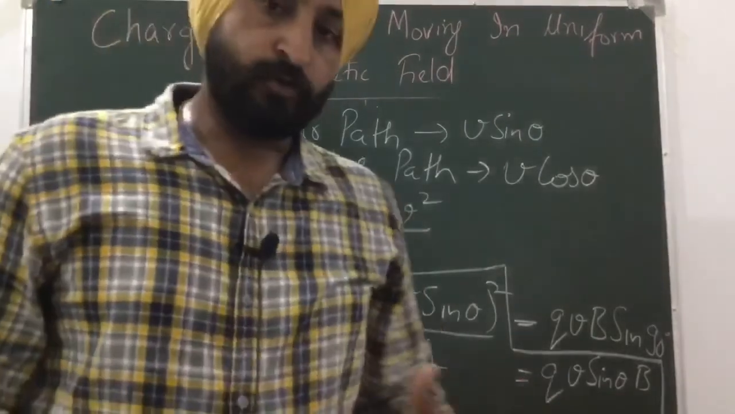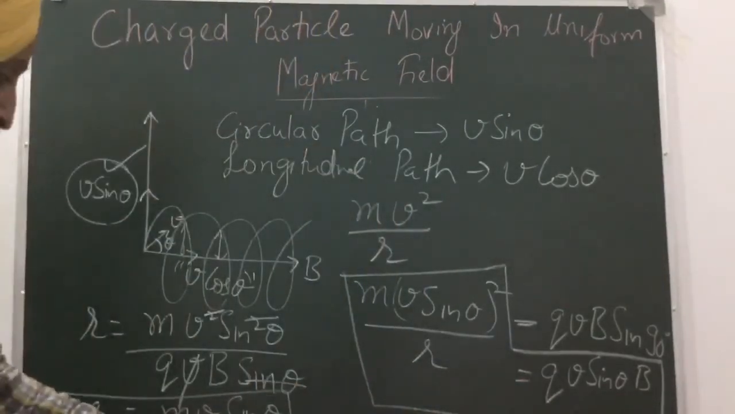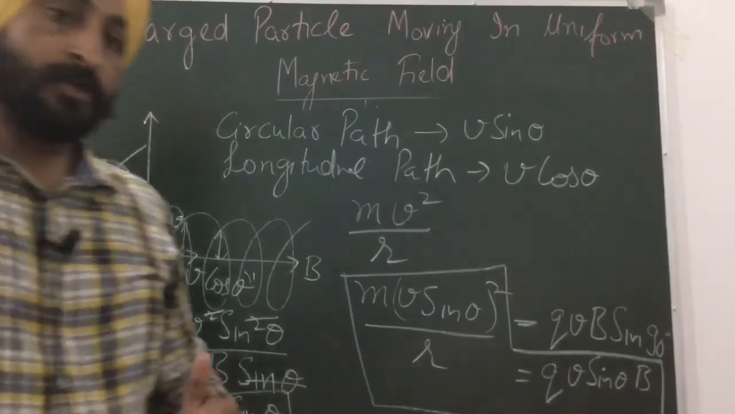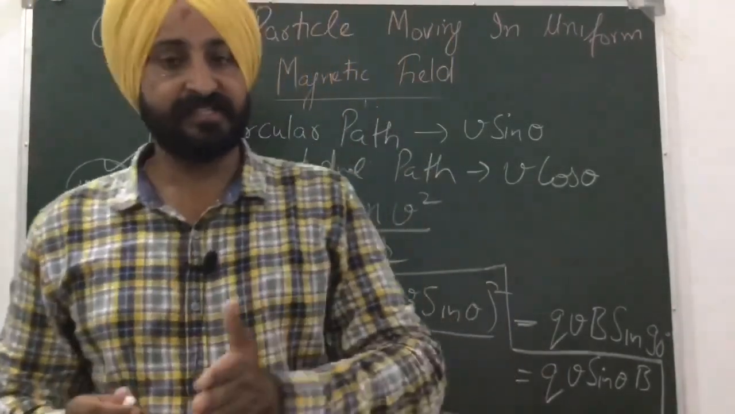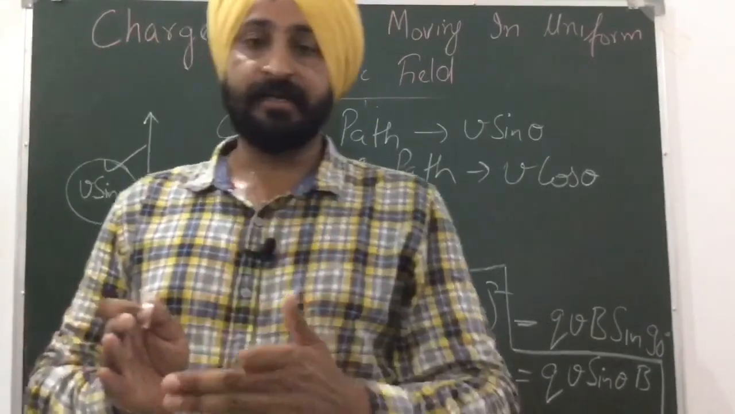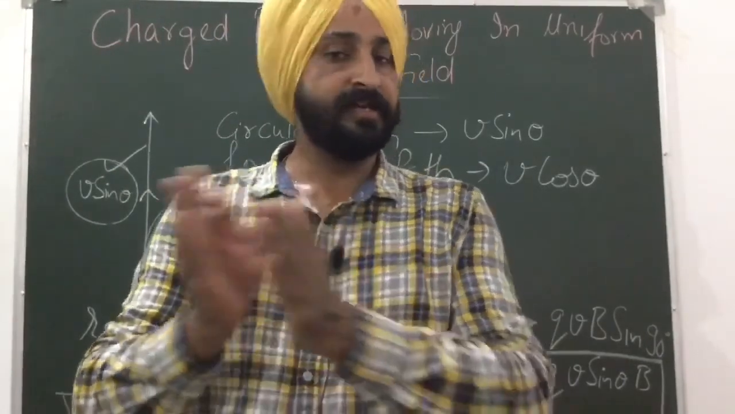Similarly, you can calculate the expression for velocity from this formula. So this is how a charged particle will behave when it is entering a magnetic field at some angle other than 0 degree, 180 degree and 90 degree.